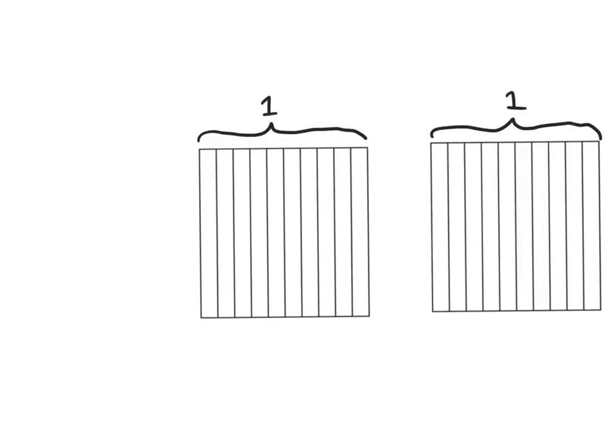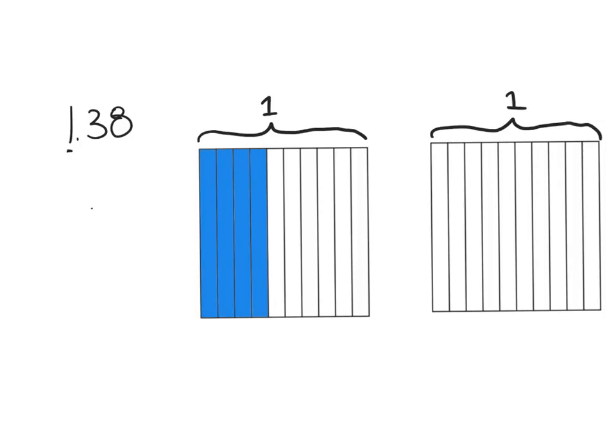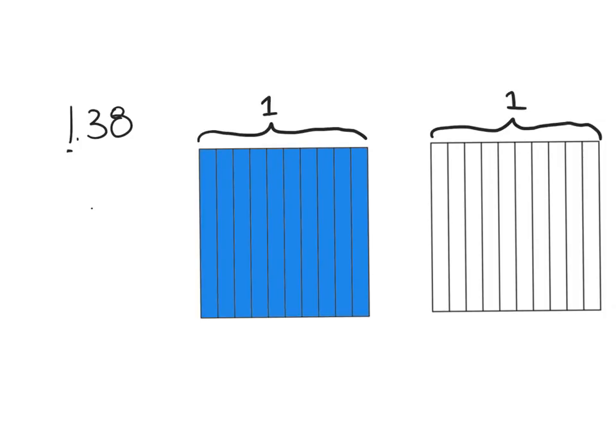For this area model, I'm going to be representing 1 and 38 hundredths. So once again, since I have one whole, I can go ahead and fill in the first area model completely. And when I'm filling in the second, I'm actually going to use a little bit of a different strategy. Before I partition it into hundredths, if I look at my number of 1 and 38 hundredths, I can see that I have 3 tenths in the tenths place. So I'm going to fill in my 3 tenths first.